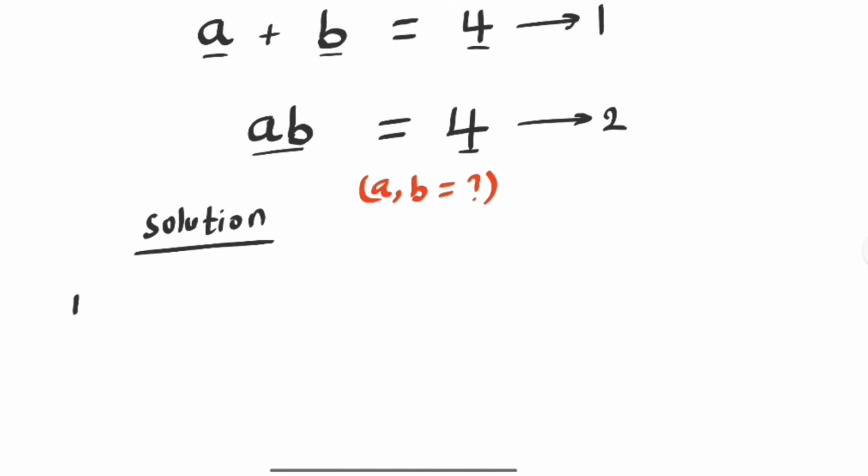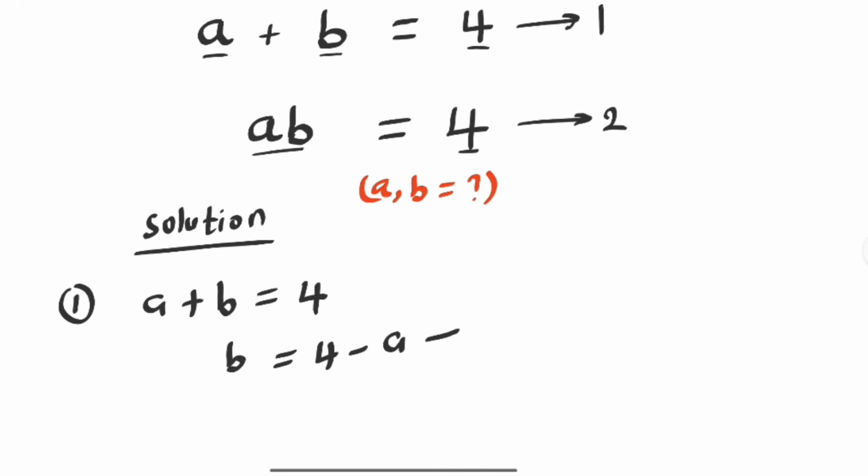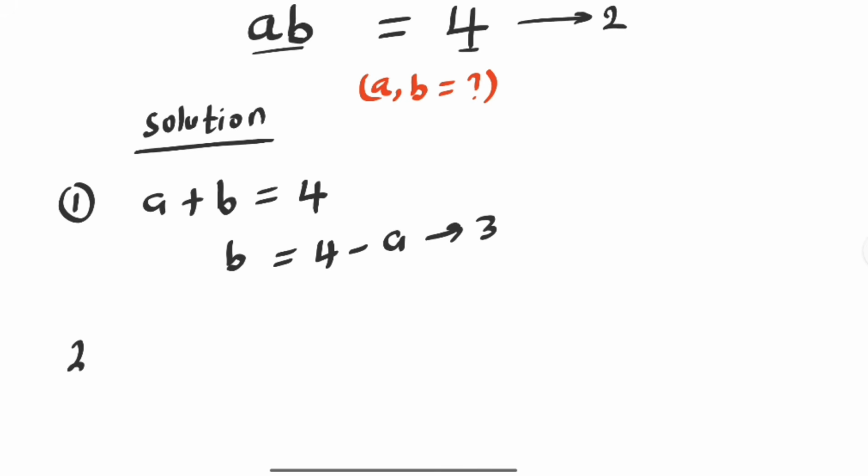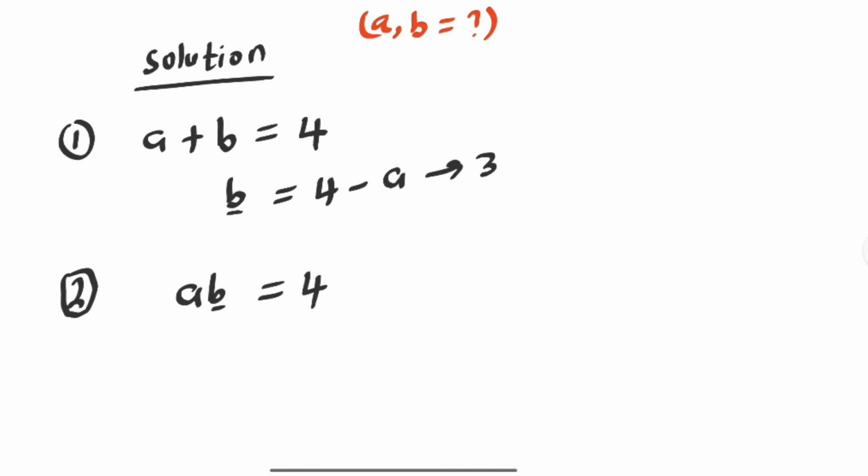From equation 1, a plus b is equal to 4. B is equal to 4 minus a. Let us call this equation 3. Then from equation 2, ab is equal to 4. We can now substitute for b, which is 4 minus a. We have a bracket 4 minus a is equal to 4.